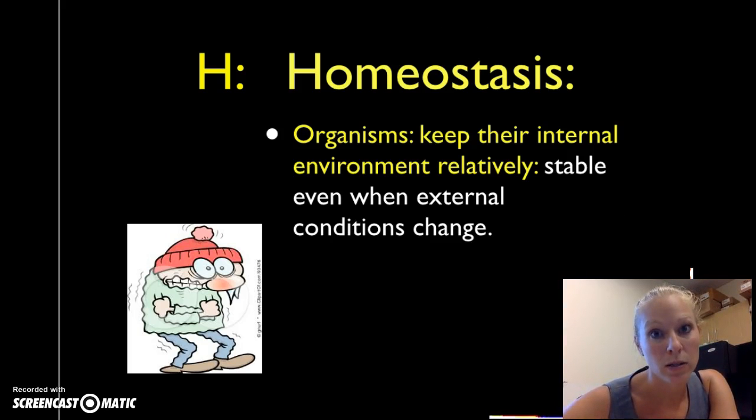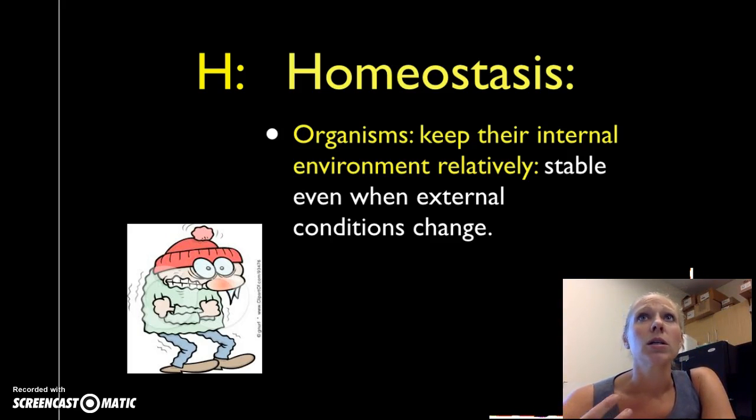Homeostasis is the next characteristic of life. Organisms keep their internal environment relatively stable. So if you were to walk outside, your internal temperature isn't necessarily going to drop to 0 if it's 0 degrees Celsius outside. But if it's very warm, your temperature also is not going to rise up to 103 degrees. You try and maintain a relatively stable environment at 98.6 degrees.